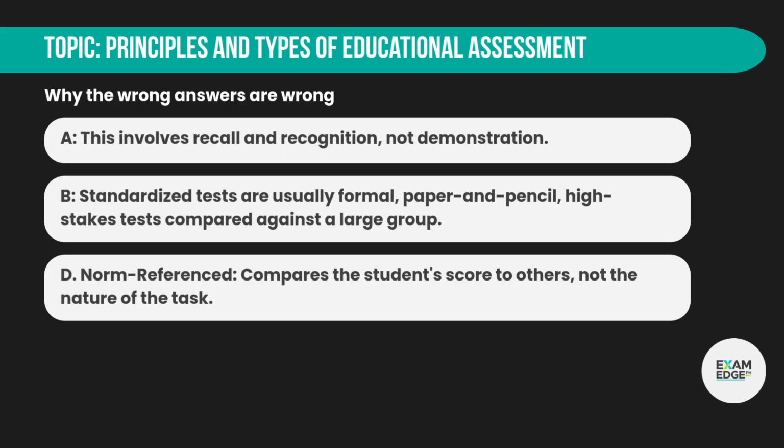Why the wrong answers are wrong? A. This involves recall and recognition, not demonstration. B. Standardized tests are usually formal, paper and pencil, high-stakes tests compared against a large group. D. Norm-referenced. Compares the student's score to others, not the nature of the task.